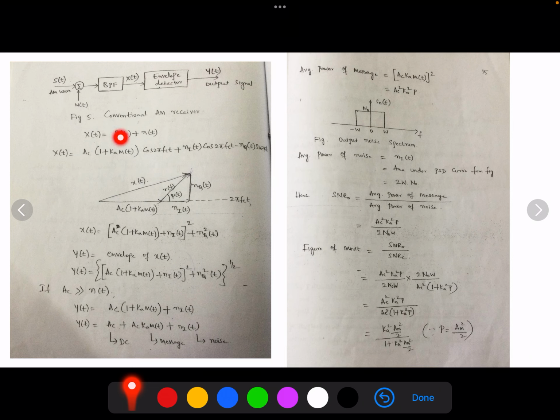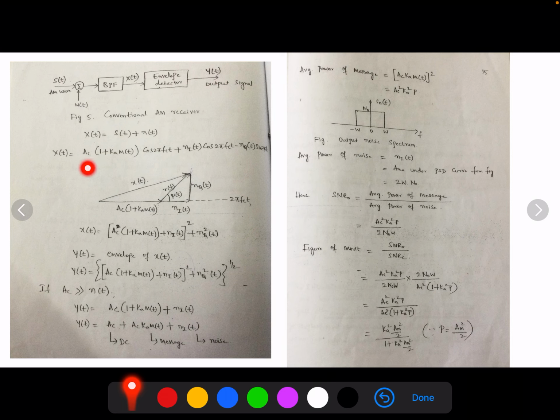So this is the conventional AM receiver, where the input to this is the modulated signal s(t) and this is the noise signal w(t). We are using a band pass filter. The output of the band pass filter is x(t), and we are using an envelope detector since it is AM demodulation, and you have an output signal. To evaluate this output signal to noise ratio, we will represent n(t) in terms of in-phase and quadrature components.